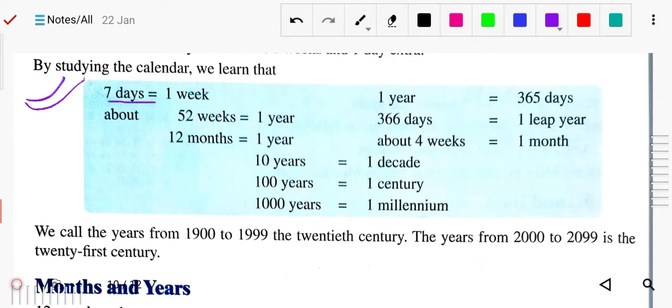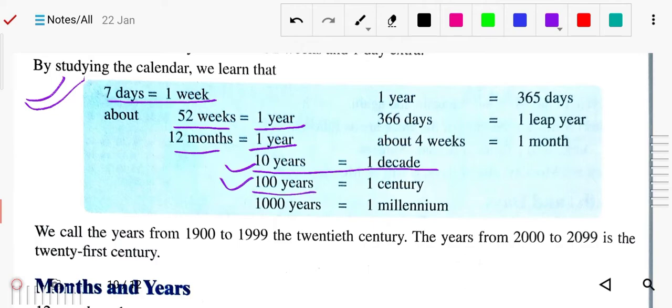7 days is called 1 week. There are 52 weeks in 1 year. 12 months make 1 year. 10 years make 1 decade. 100 years make 1 century, and 1000 years make 1 millennium.